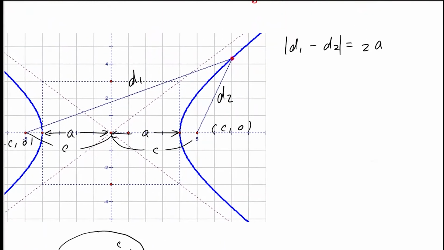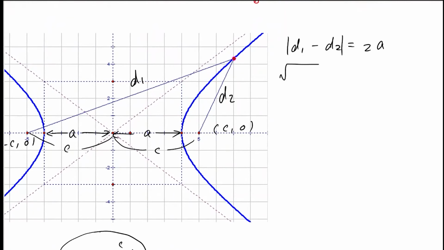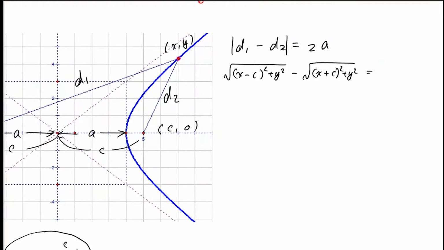Okay, so this is where we start. So D1 is the square root of, labeling this X and Y, of course, X minus C squared plus Y minus 0 squared, minus the square root of X minus negative C squared plus Y squared. And then we'll say is equal to plus or minus 2A. How about that? Because we're going to square both sides. Plus or minus. Remember the absolute value gives you plus or minus.